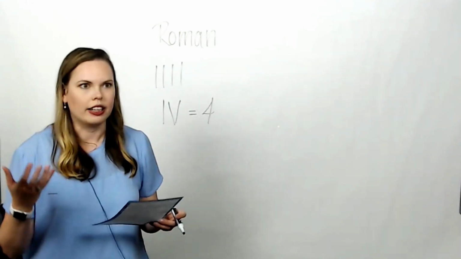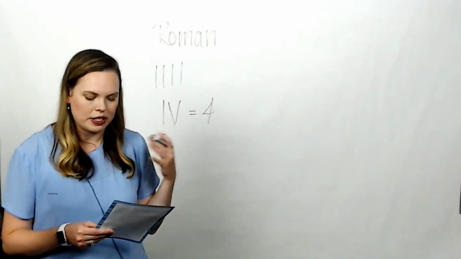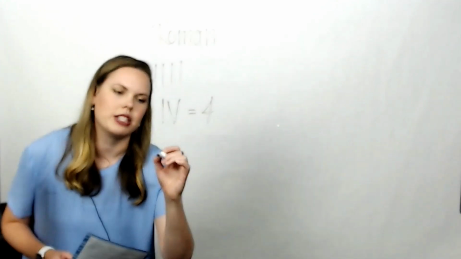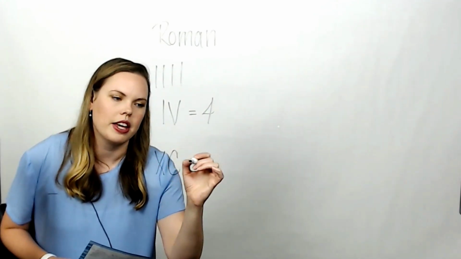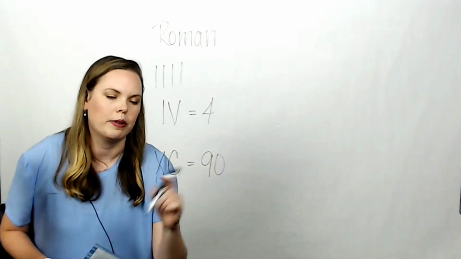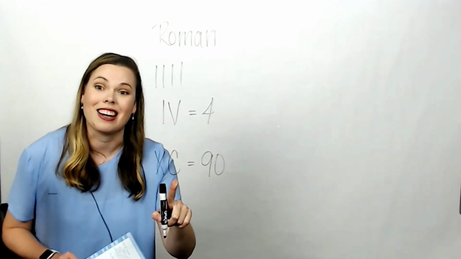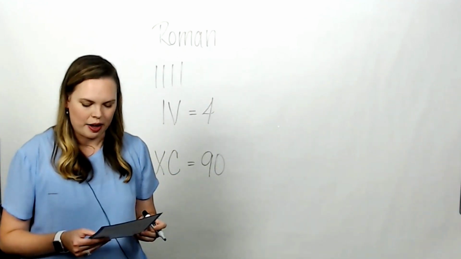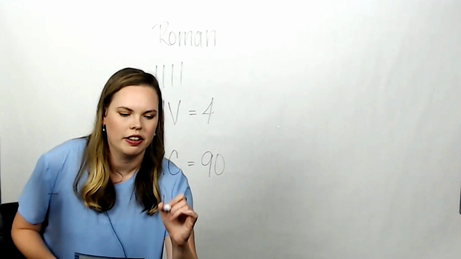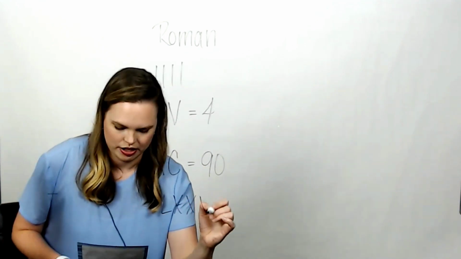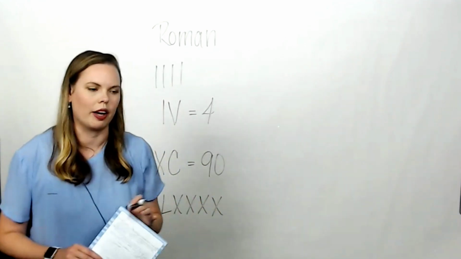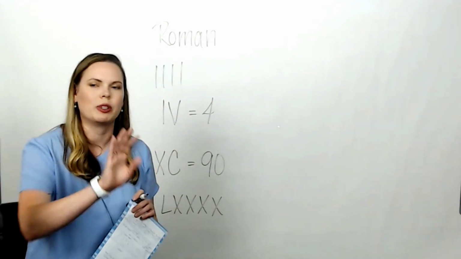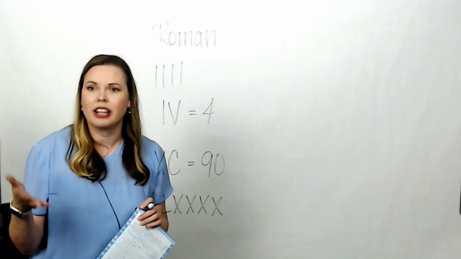Okay, same with like 90. A C represents 100 and an X represents 10. So we would do this for 90, representing 10 less than 100. Okay, so sometimes you see that for a 90 instead of doing this. Which, like I said, sometimes they would do this, but for the most part, they're going to subtract and do that subtraction.